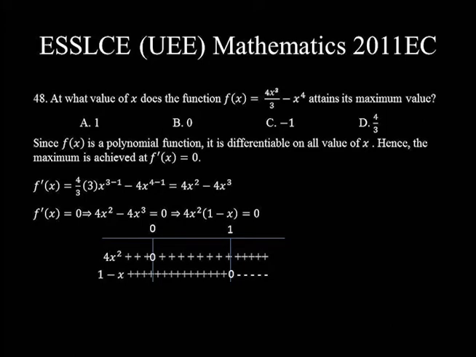So let's determine the sign of 4x squared times 1 minus x. Positive times positive is positive. 0 times positive is 0. Positive times positive is positive. Positive times 0 is 0. Positive times negative is negative. At x is equal to 1, the sign of 4x squared times 1 minus x turns from positive to negative. Thus the function attains its maximum when x is equal to 1. Therefore, choice A is the right alternative.